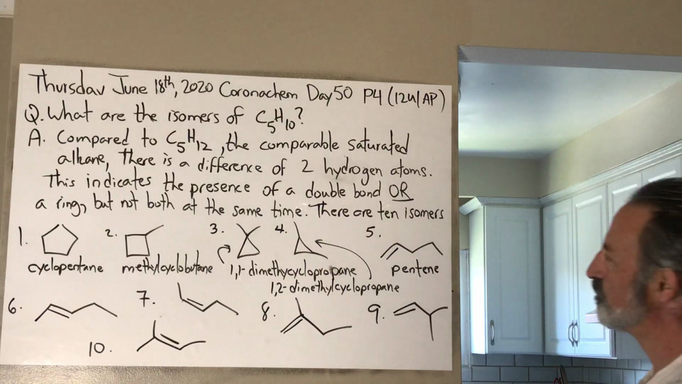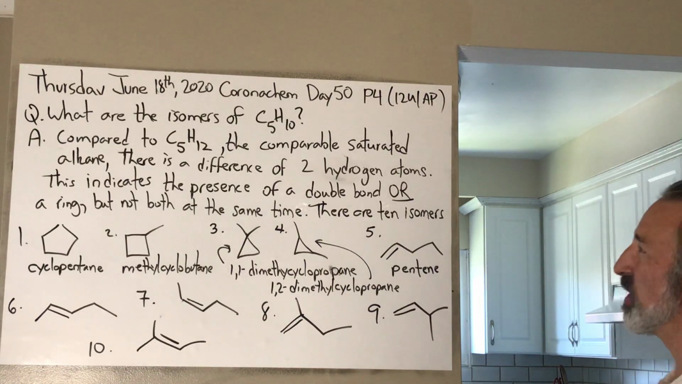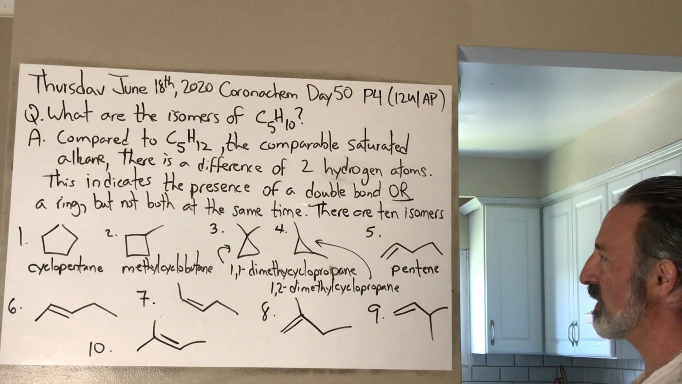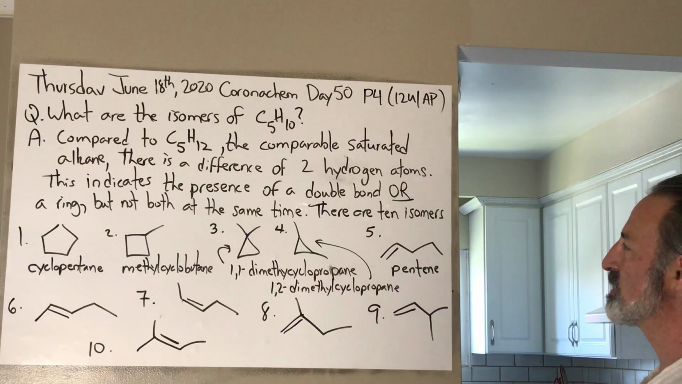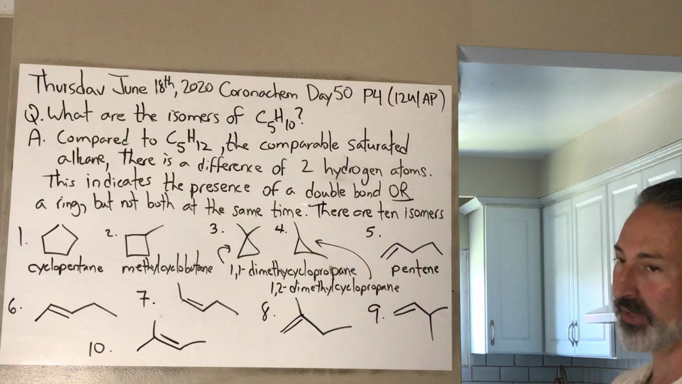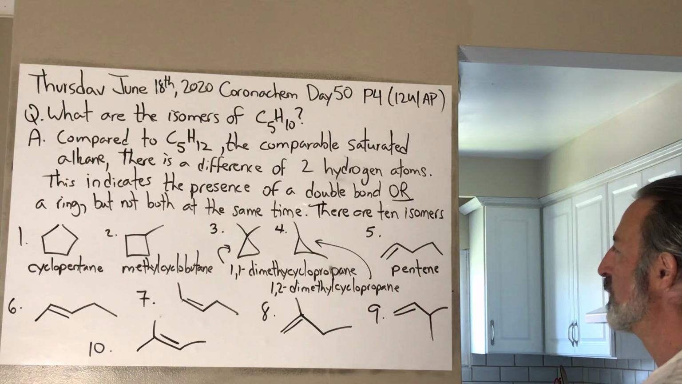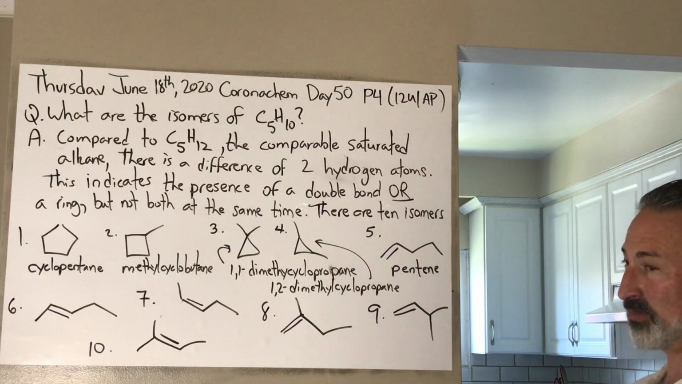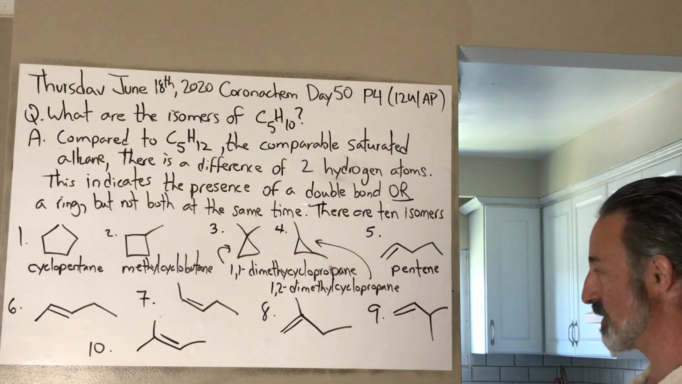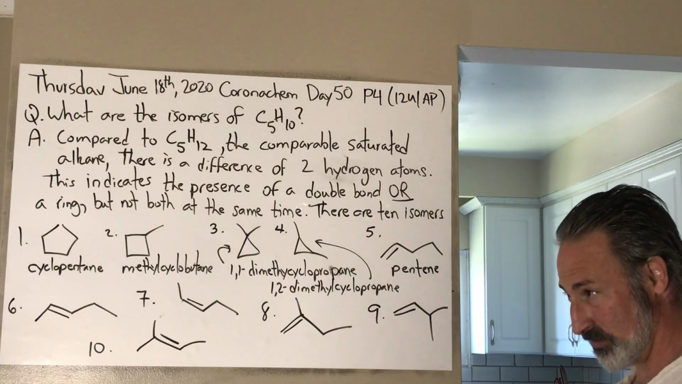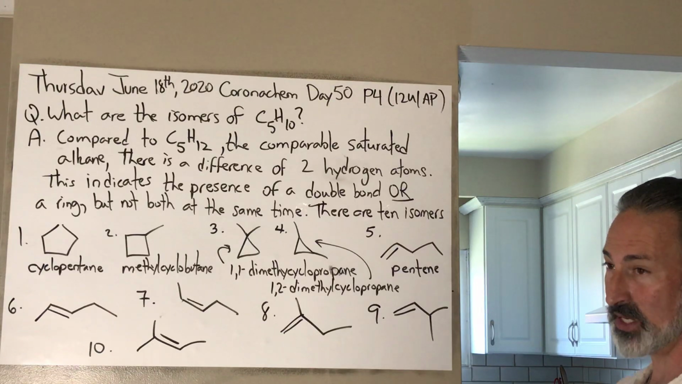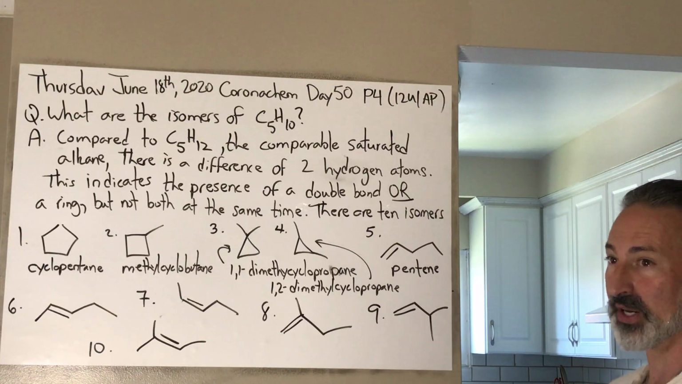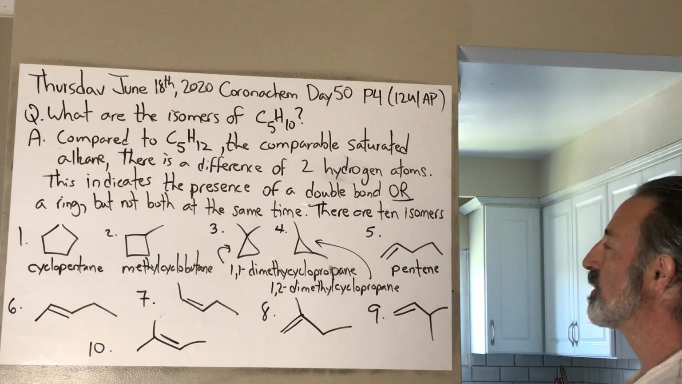So compared to C5H12, the comparable saturated alkane, there's a difference of two hydrogen atoms. This indicates the presence of a double bond or a ring, but not both at the same time. If you have both at the same time, then you'd be missing 4 hydrogens. If you're missing 8 hydrogens, then you have 4 double bonds, or you might have a ring and 3 double bonds, or you might have 2 rings and 2 double bonds, and any combination that adds up to 4.